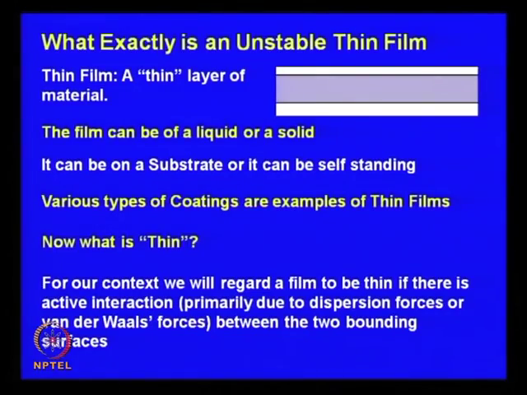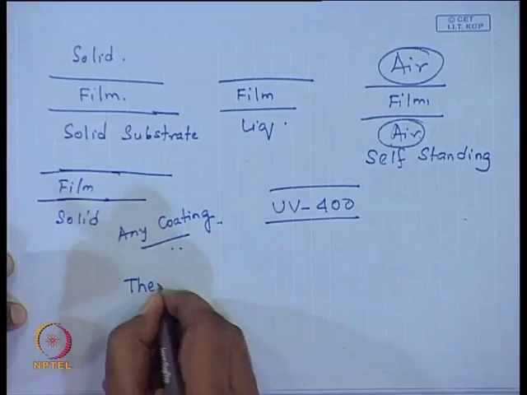As we have talked, examples of thin films can be various types of coatings. There can be lots of industrial applications also for coatings. For example, one very important application is the thermal barrier coating.